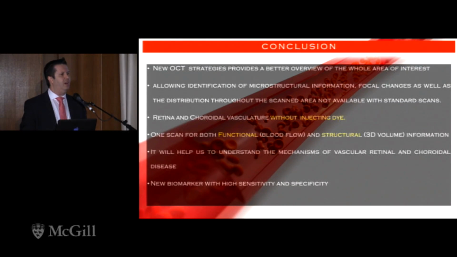So allowing distribution and identification of the microstructure information, focal changes, as well as the distribution throughout the scan that were not available on the current scans that we do in the fovea. That's only allowing us to locate only the macula.